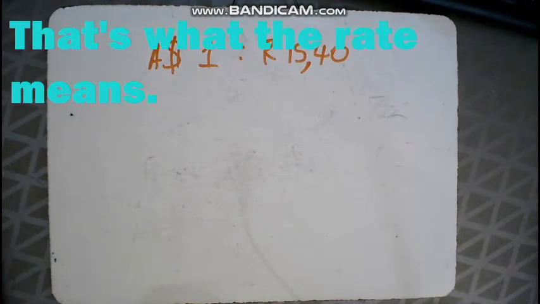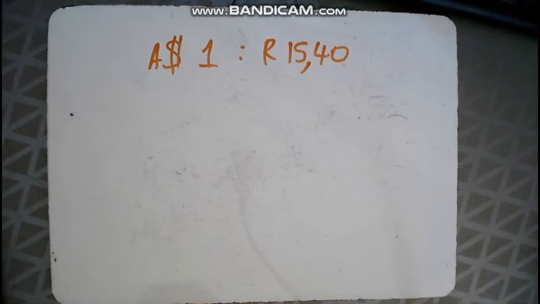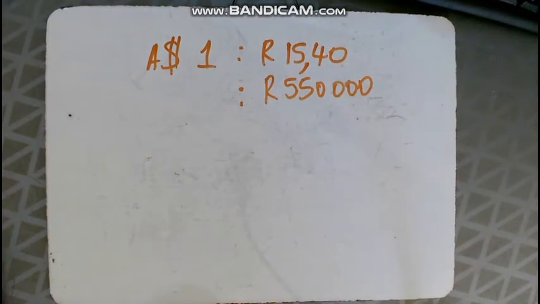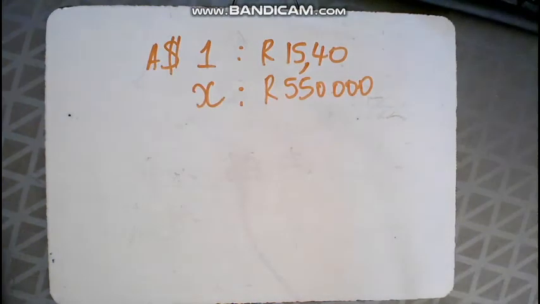The question says, how many dollars would he receive if he has 550,000? So he has 550,000. The question says, how many dollars would he receive? So X means how many dollars would he receive?